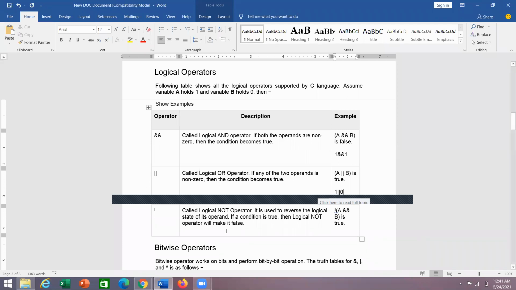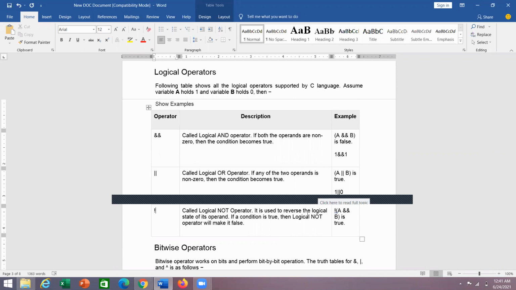And the NOT operator is used to reverse the logical state of its operand. If the condition is true, then the logical NOT operator will make it false. It is a negation. The NOT operator is used to reverse the logical state of its operand.